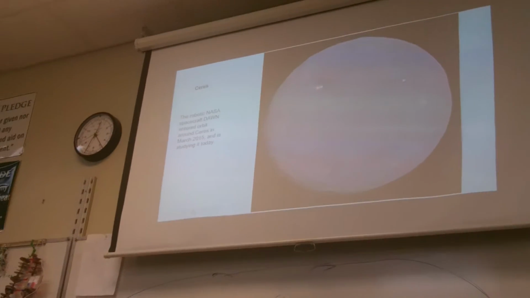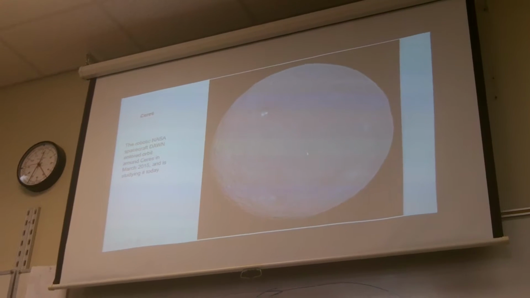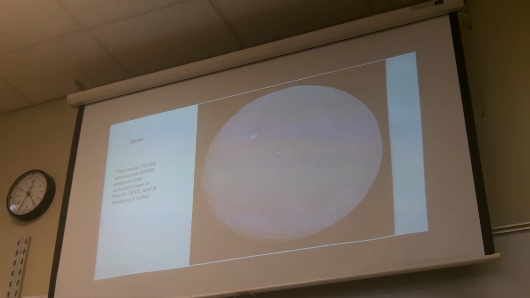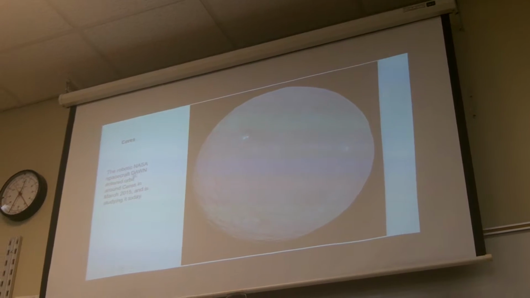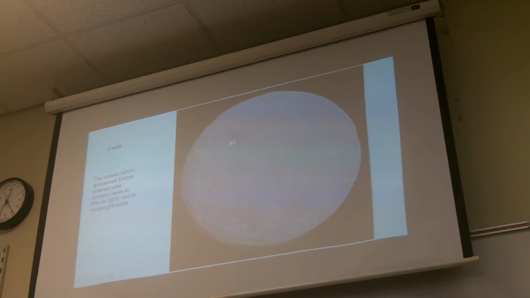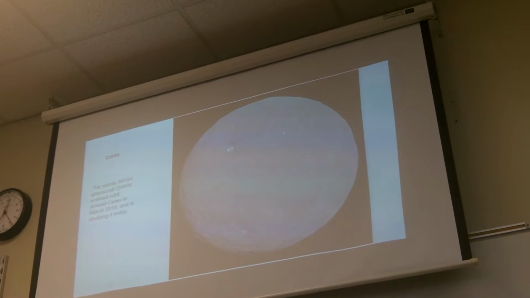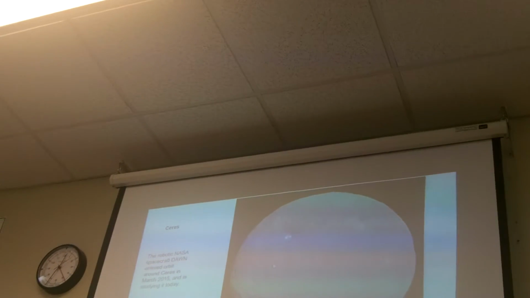First one's called Ceres. That's a dwarf planet in the asteroid belt. So it's between Mars and Jupiter. And there was a spacecraft called Dawn, which recently arrived at Ceres in March 2015. And it orbits Ceres, and it's taken all these pictures. That's the biggest asteroid in the asteroid belt. I think it's 600 miles wide.